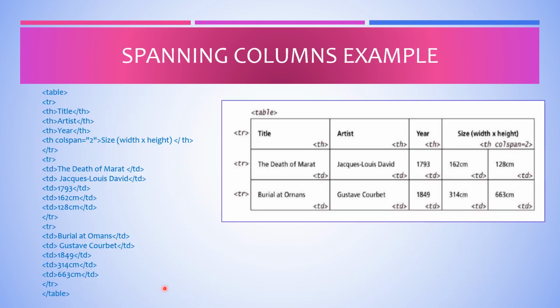This is the basic example of spanning columns. Here the tr tag defines a row in a table and colspan is used for merging the columns. And here the colspan value is given as 2, so it merges the two columns.